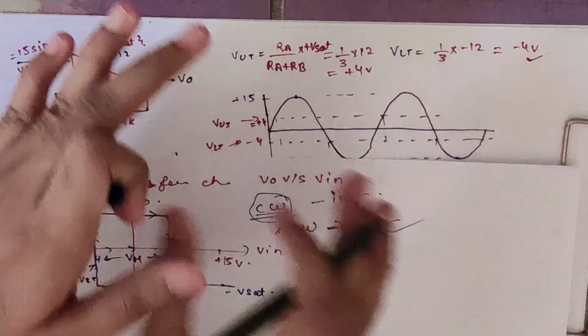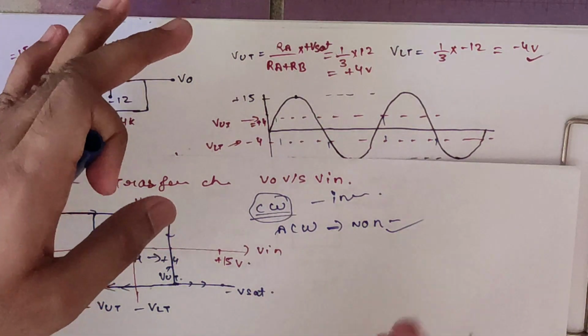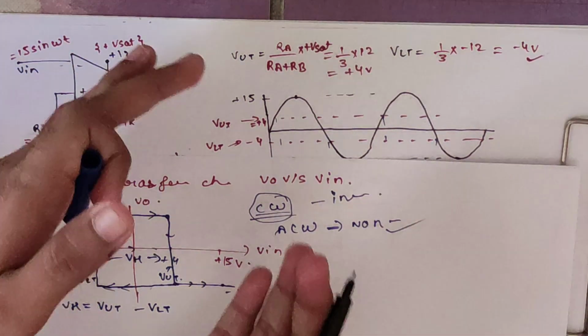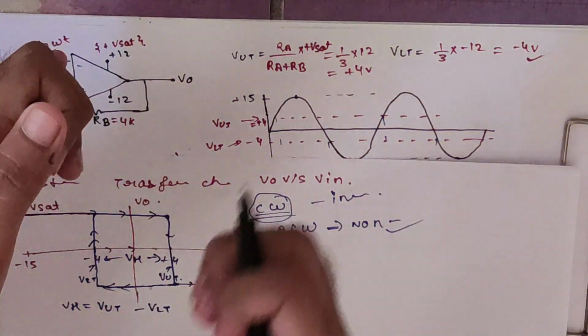So this was all about the Schmitt trigger, and in a further video we will see GATE sums based on the Schmitt trigger. So that's it for today.